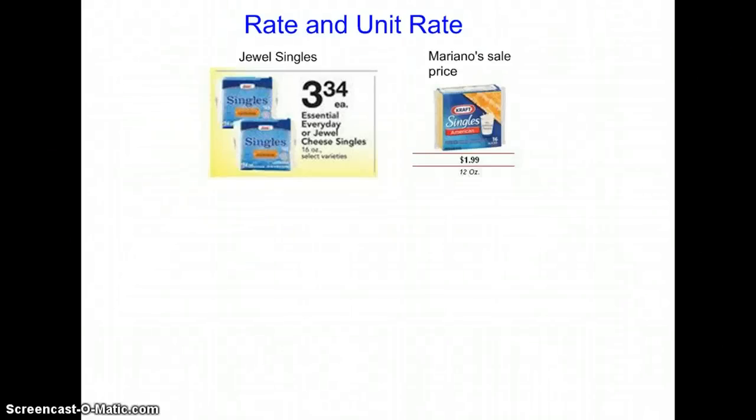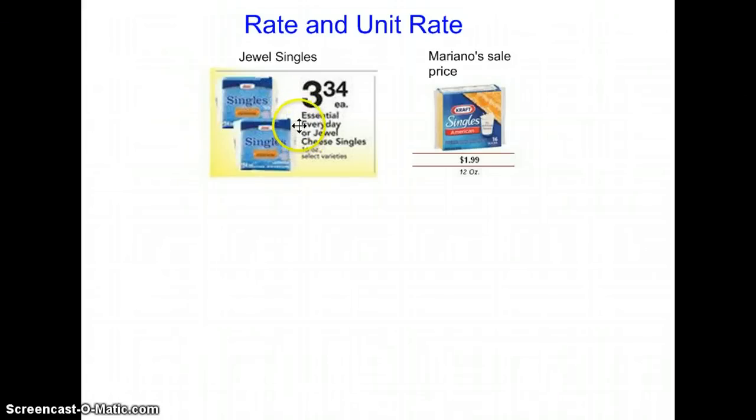Hey, today it's shopping day, and grocery shopping to be specific. I love cheese. I want to figure out which one of these is the better buy. I can go to Jewel, and for 16 ounces of cheese, they're charging $3.34. Mariano's, on the other hand, for their Kraft Singles, it's $1.99, but you get 12 ounces. So I'm trying to figure out which of these is the better buy.